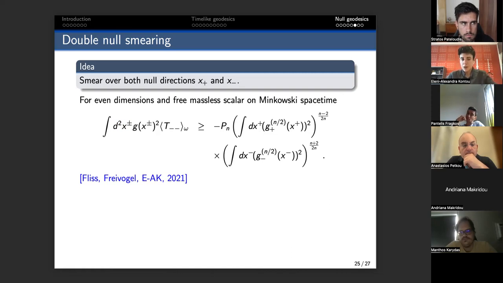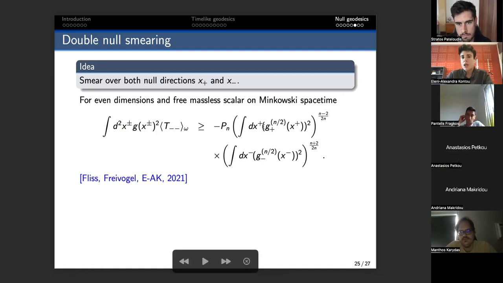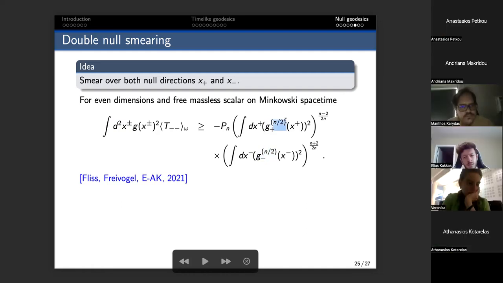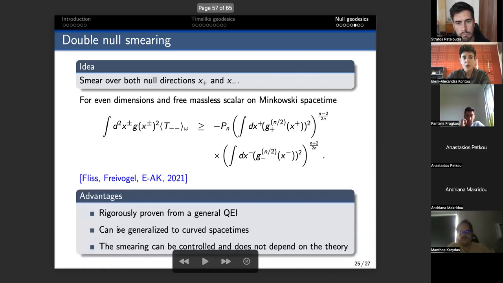And with this integral, so this is again for Minkowski spacetime, we have a bound that actually looks quite similar to what we had. So we have the G plus and the G minus that depends on X plus and X minus. We're again in even space-time dimensions. So this is just the number of derivatives for space-time dimensions equal to 2. And we just have some exponents here. But it is a bound that only depends on the smearing function and the derivatives. And here there is no dependence on any UV cutoff or the theory.